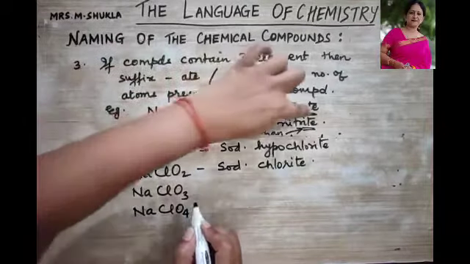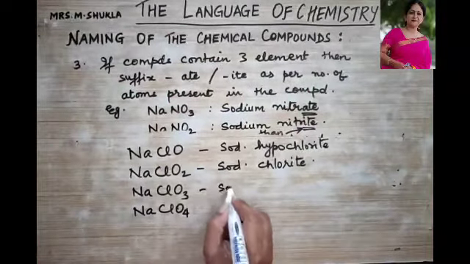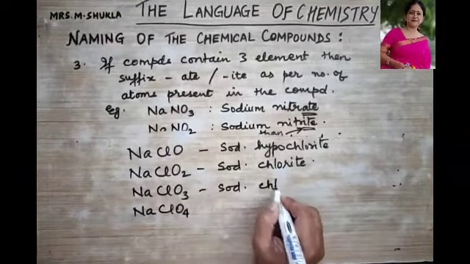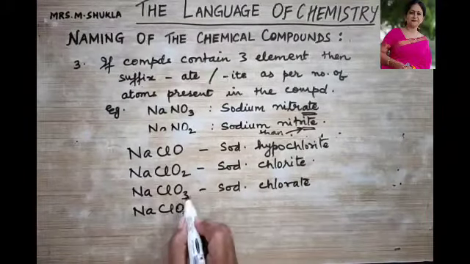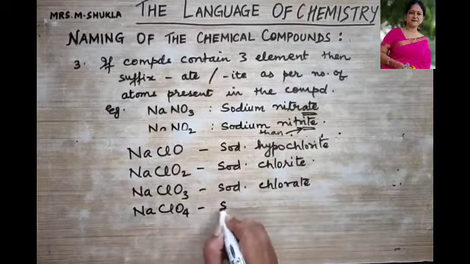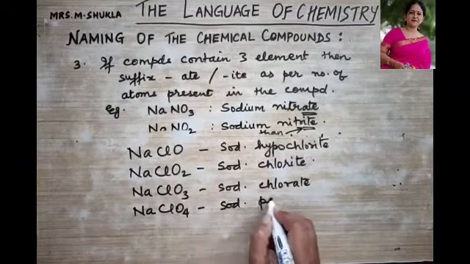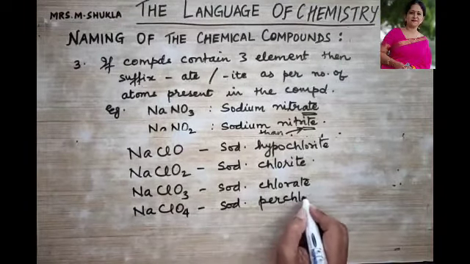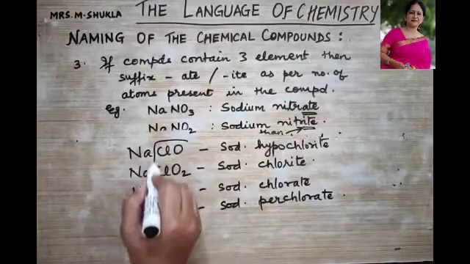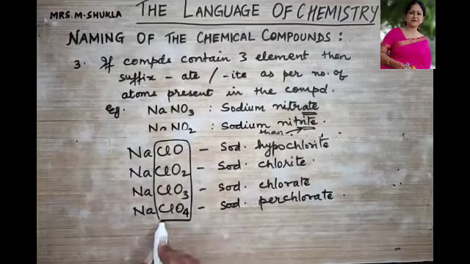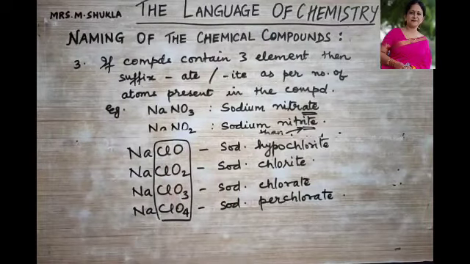Then 3 means 8. That means sodium chlorate. And if more number of oxygen than 8, then sodium perchlorate. See how easy it becomes to learn this sequence.